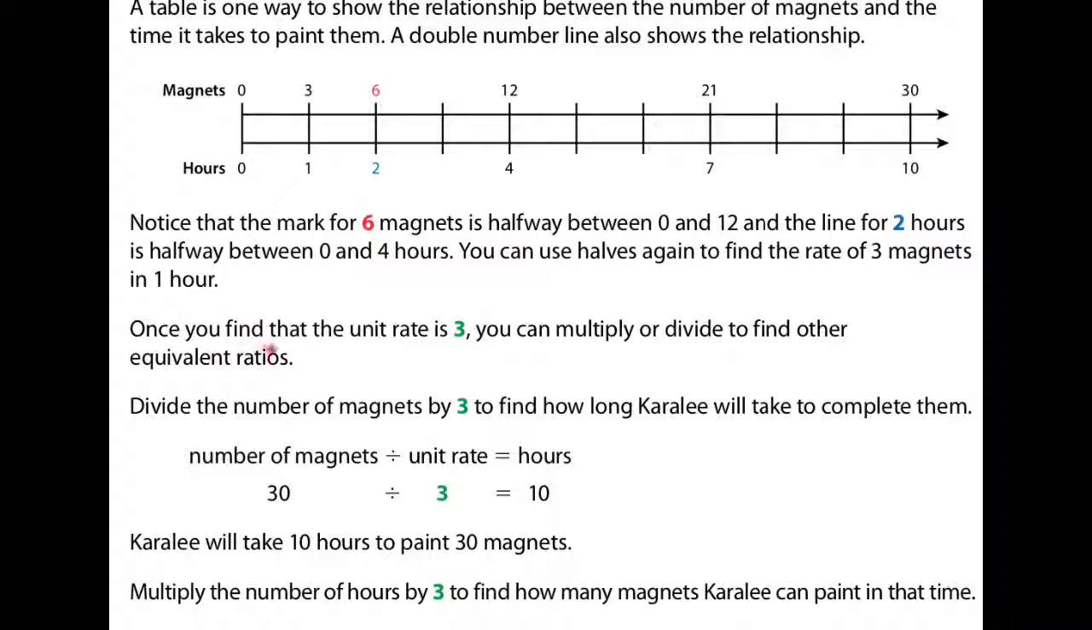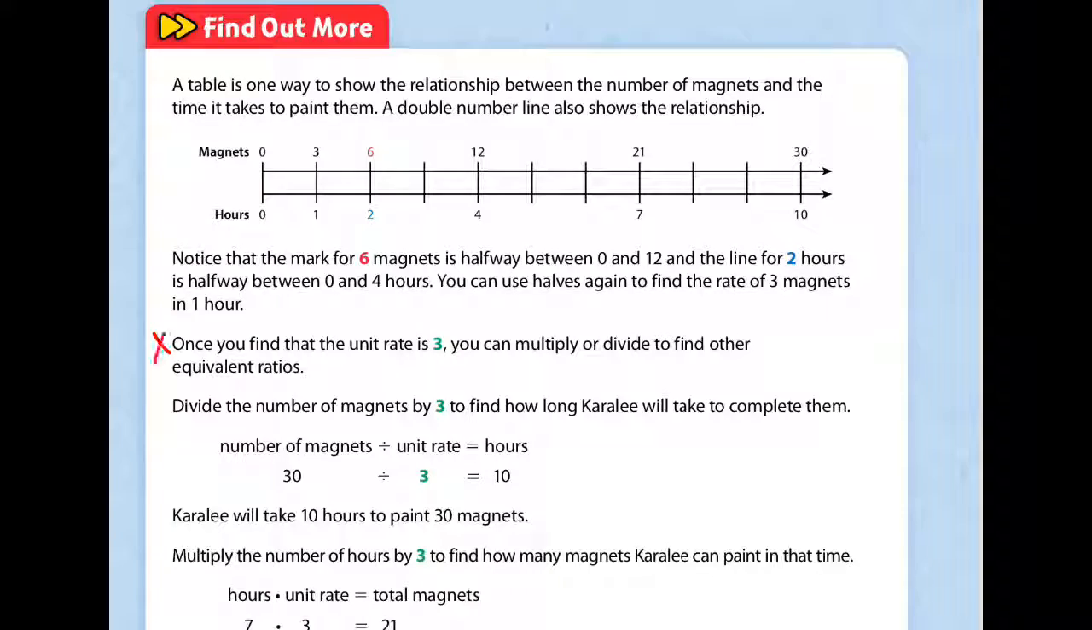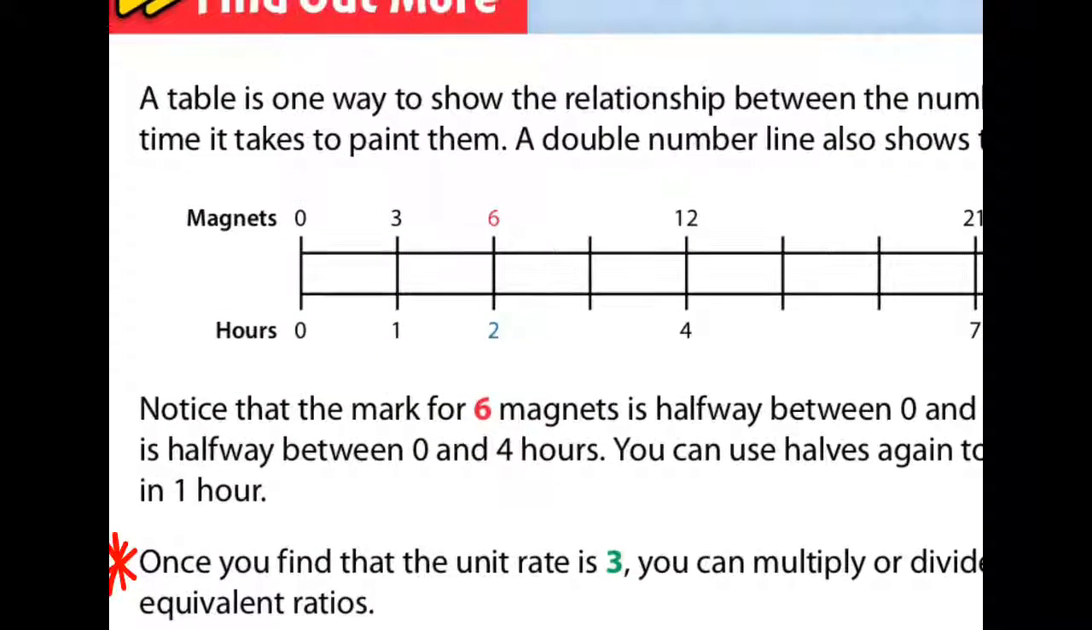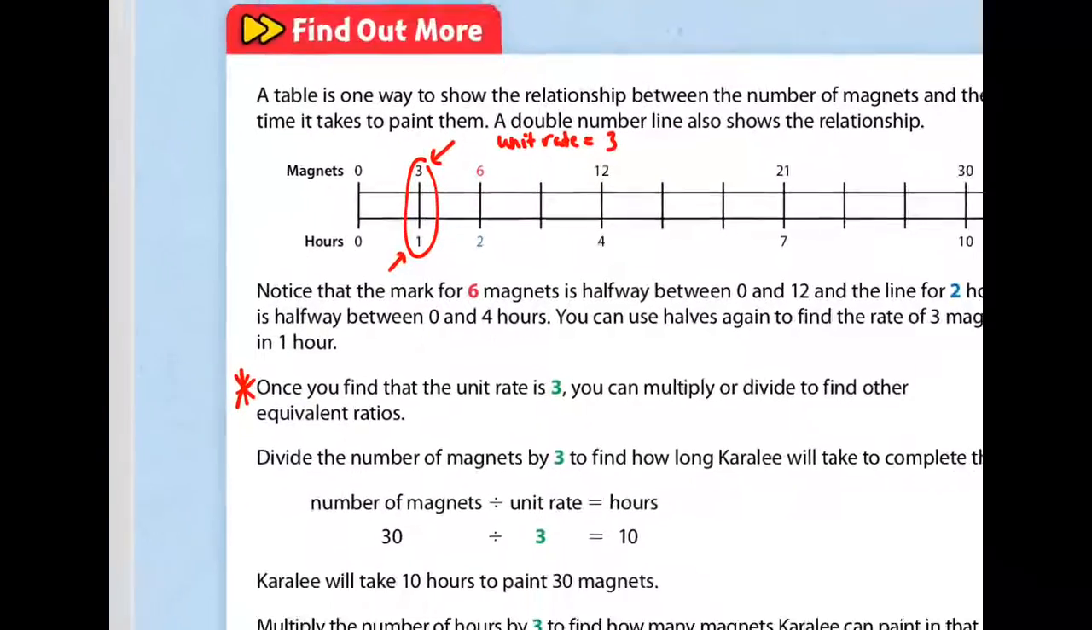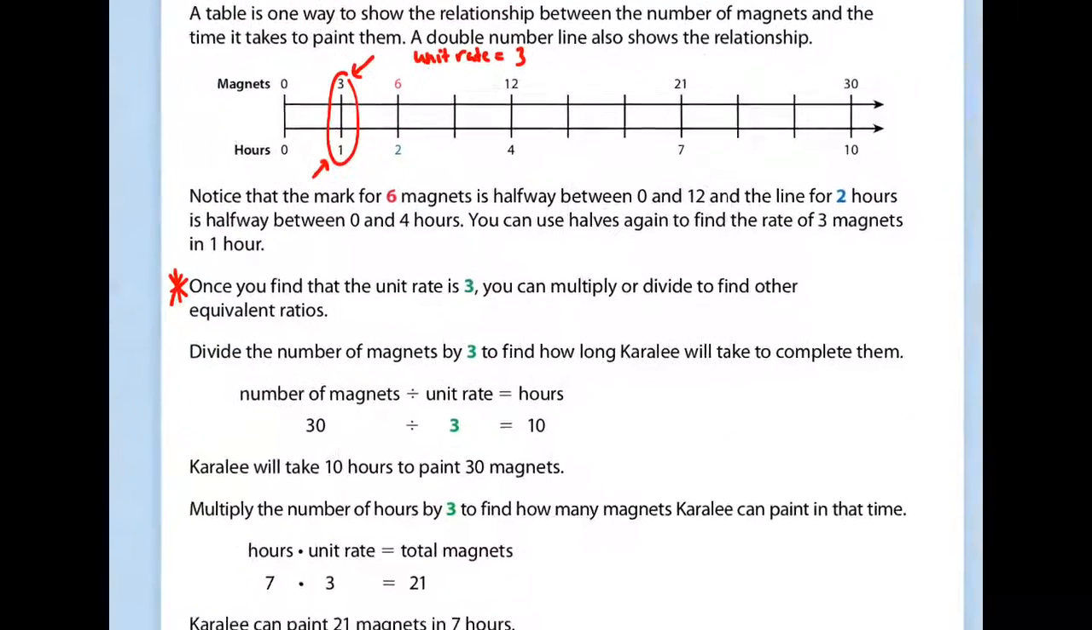It says, once you find that the unit rate is 3, you can multiply or divide to find other equivalent ratios. This is huge. Now remember, the rate is right here because there's a 1. The unit rate, if you guys remember, is the number above the 1. So the unit rate is 3 magnets. Now, that's the number you're going to multiply or divide by to find other ratios. So let's show you what they mean.